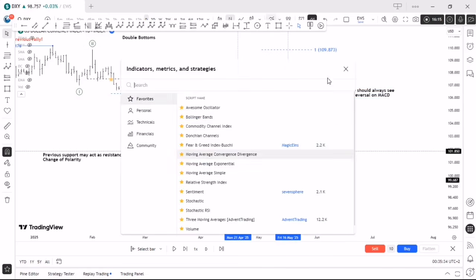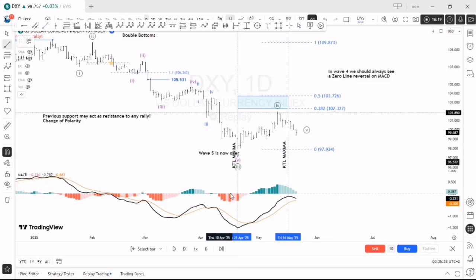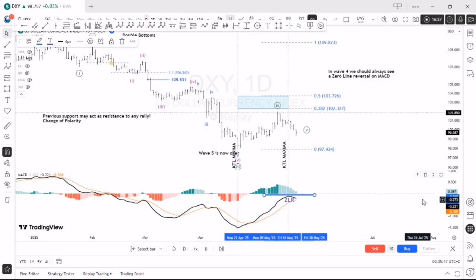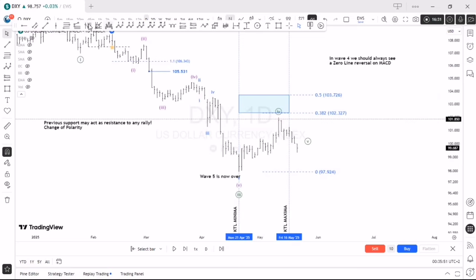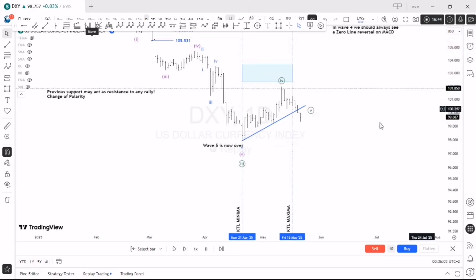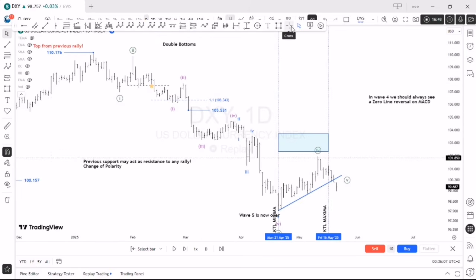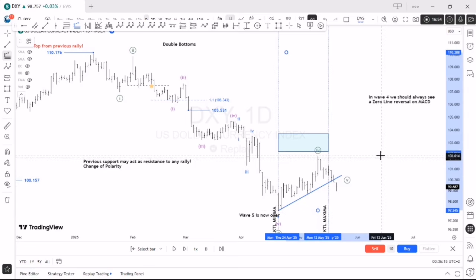So one of the things I highlighted is that we like to see a zero line reversal within wave 4. And it's mostly the time frame that you are in, that's where you'll find it. And there it was, whereby the black line, or zero line reversal, reverses towards the 0 level of the MACD. It doesn't have to be exact, but closer to it is just enough.